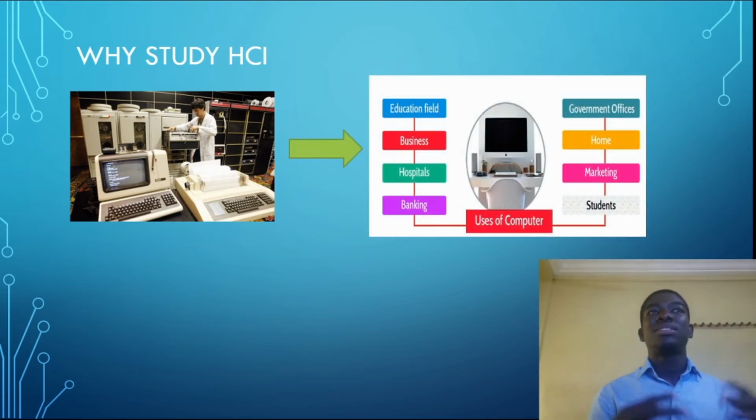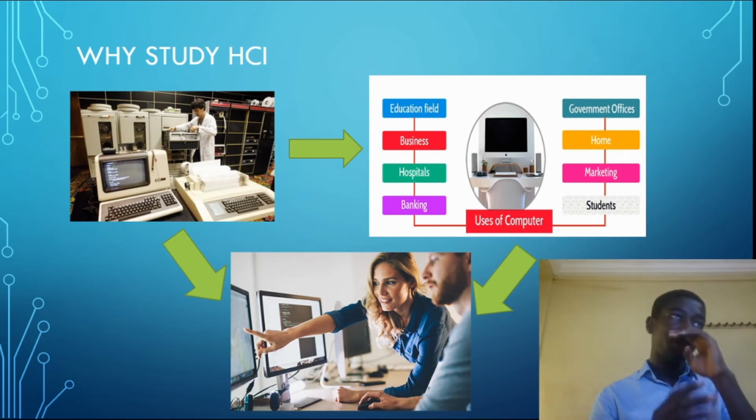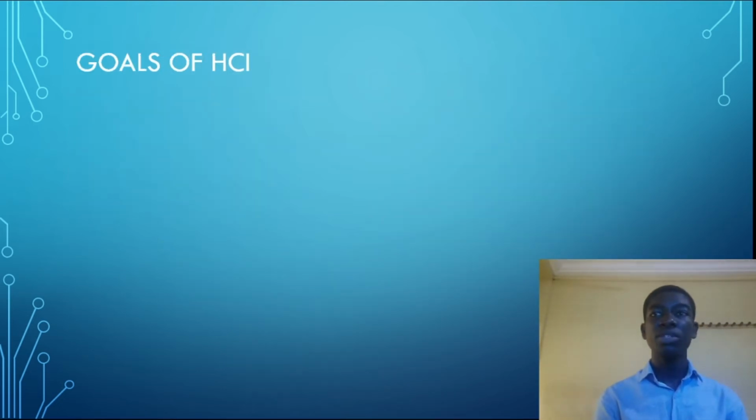And now technology is advancing, and due to that, all these fields, that's the educational field, the business field, hospitals, banking, government offices, home, marketing, students, all of them are getting to use the various technologies that are coming up, most especially computers. So the goal of HCI is to design user-friendly interfaces or user-friendly systems so that all these people can easily use these systems. So basically, that is why we have to study human computer interaction. Now we get to look at the goals of human computer interaction.